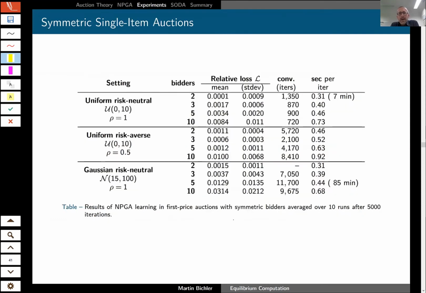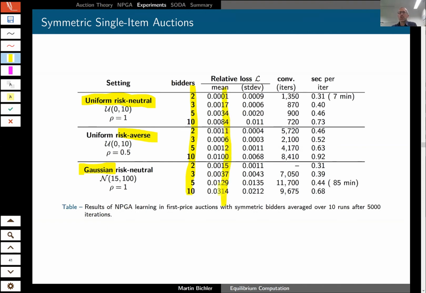All right, so here are a few results. So let's start with the standard symmetric single item auctions. We looked at uniform priors, risk neutral bidders, or risk averse bidders, or Gaussian priors, and different numbers of bidders here. And maybe the column to look at is the relative utility loss. So this is really measured if you take the strategy that comes out of NPGA, and you have this strategy played against other competitors who play their analytical Bayes-Nash equilibrium strategy, how much worse off would you be, right? And that's essentially what you see here.